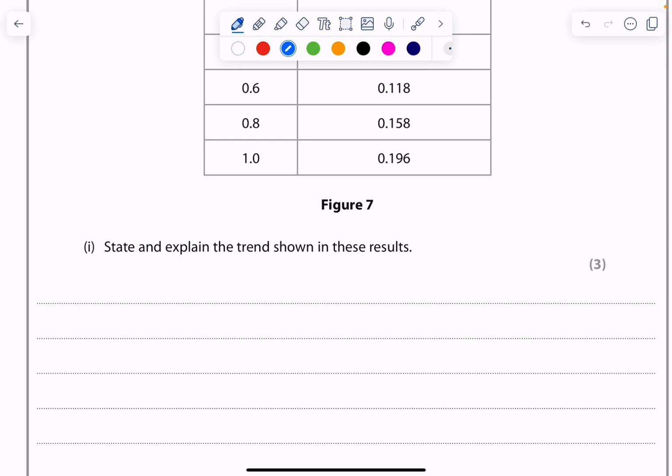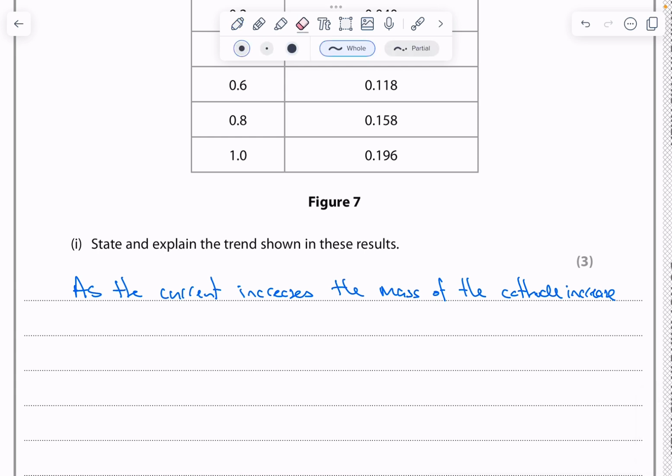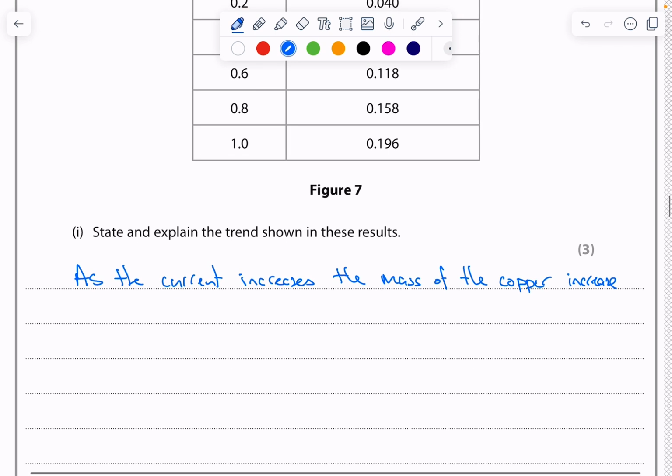So here the trend is as the current increases, the mass of the cathode increases. Okay. Or in fact, actually, let's change that because it does specifically say copper. So let's make that the mass of the copper increases. Okay. So that gets us 1 mark.